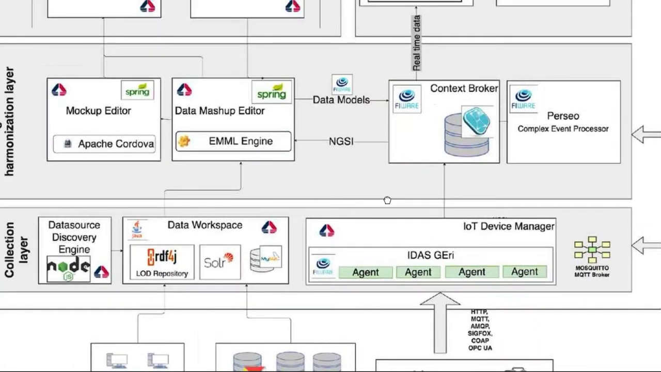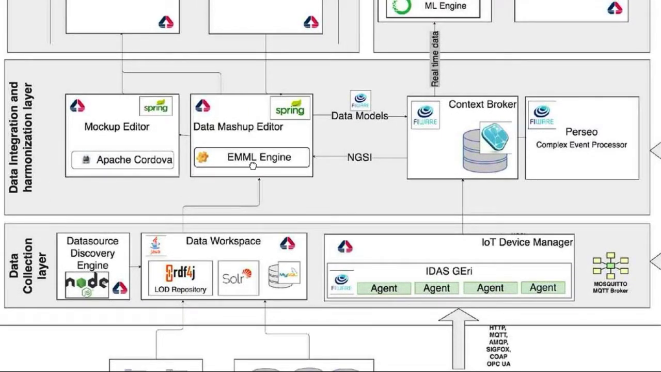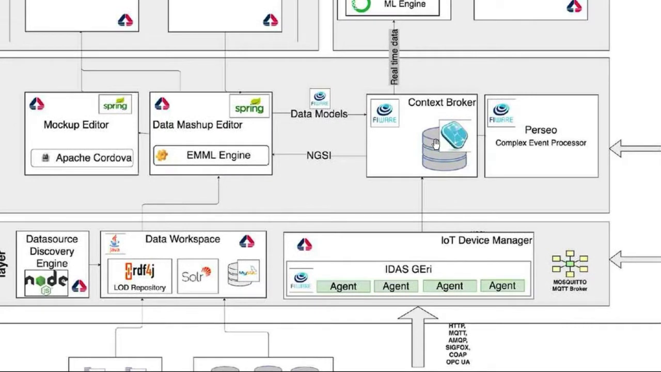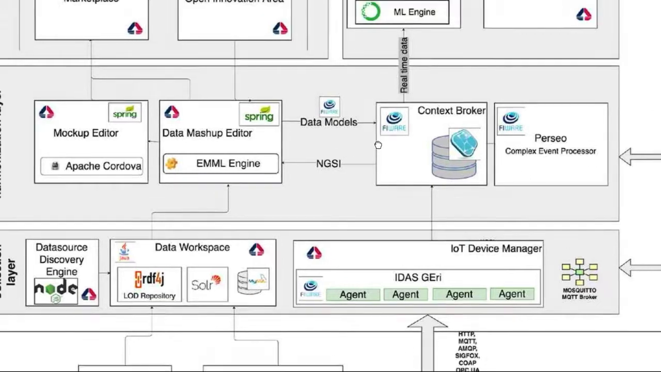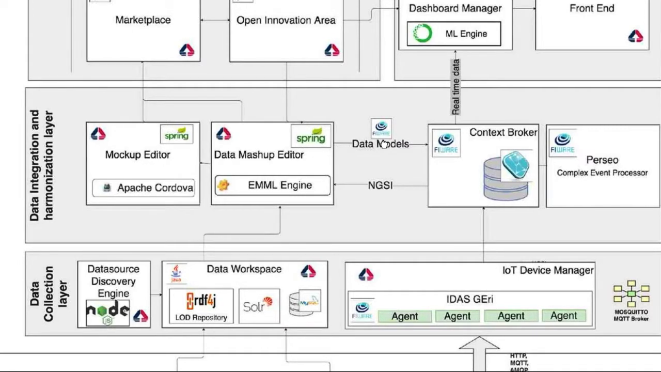This is just a high-level overview. We will go through each component one by one, both from a description point of view and through the demo. The other layer is the data integration and harmonization layer, built up mainly by FIWARE components like the Orion Context Broker, the Perseo Complex Event Processor, and two components provided by us that are the City Data Mashup Editor and the City Mockup Editor.